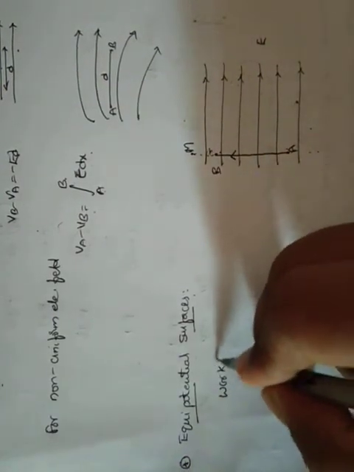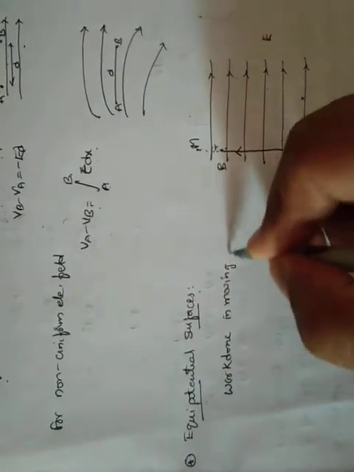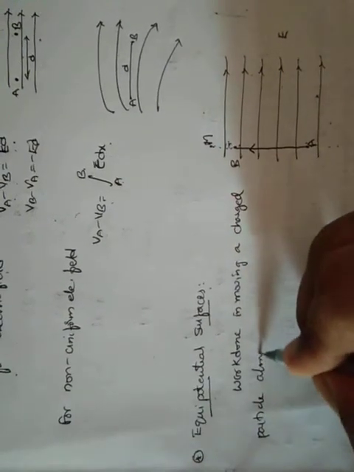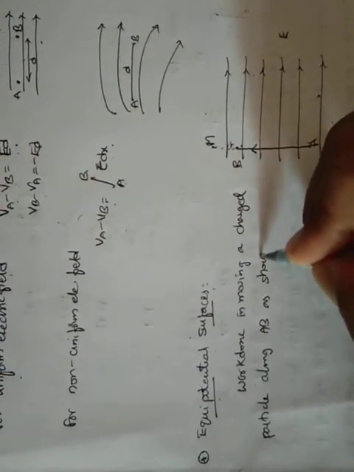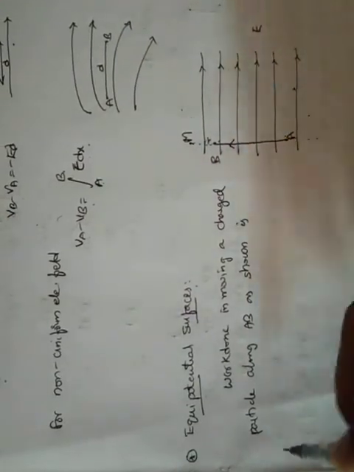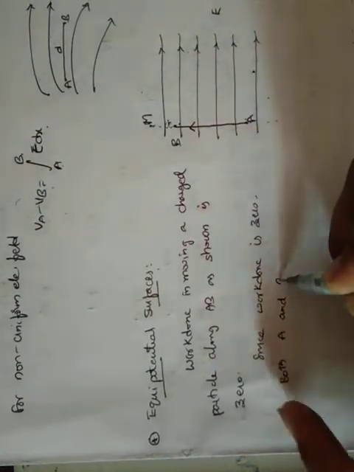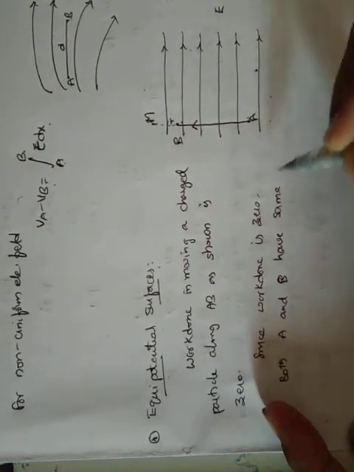So the work done in moving a charged particle along AB as shown is 0. Since work done is 0, both A and B have the same potential. Therefore surface M is known as an equipotential surface.